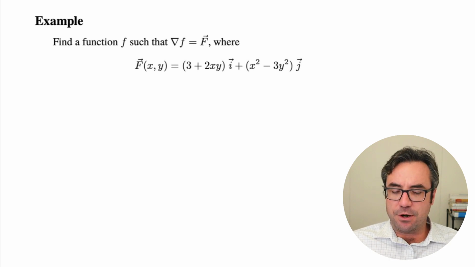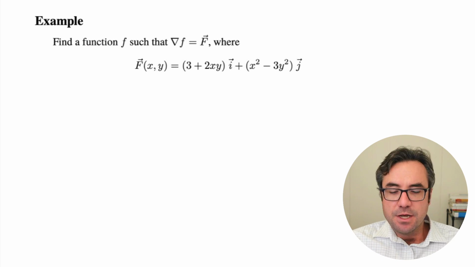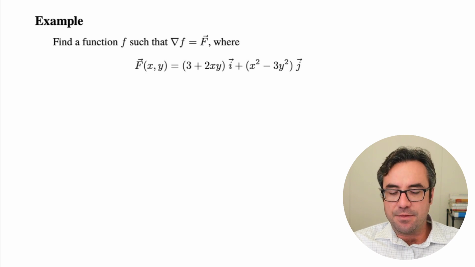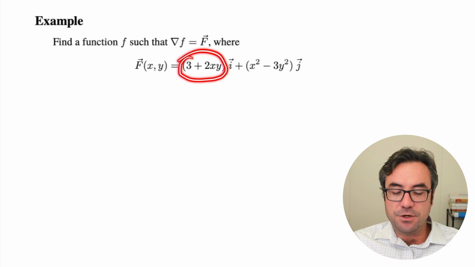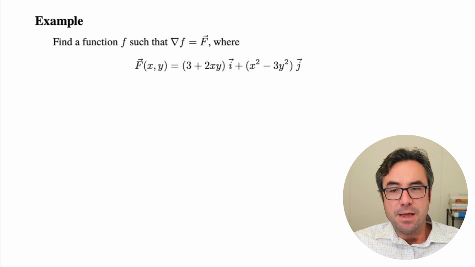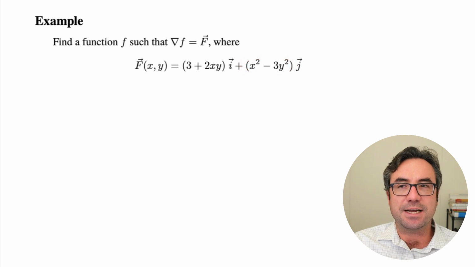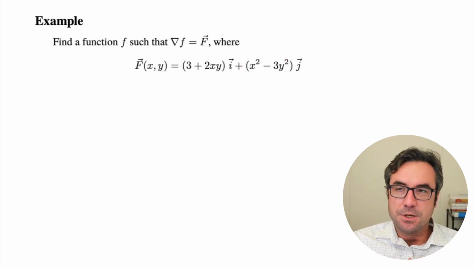What we're after here is a scalar function little f such that the gradient of that function is equal to the vector field capital F. The formula for our vector field: the first component function is 3 plus 2xy, and the second component function is x squared minus 3y squared. All right, so we're going to see how to actually do this.